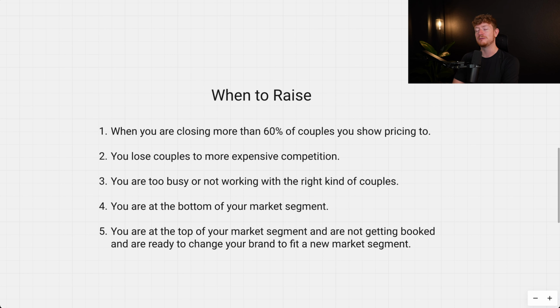I'm going with someone cheaper. And that sucks, but it is what it is. But when you get told no, and you find out that the couple who told you no went with somebody who charges more than you, that hurts so much. So number two is when you're losing couples to more expensive competition.